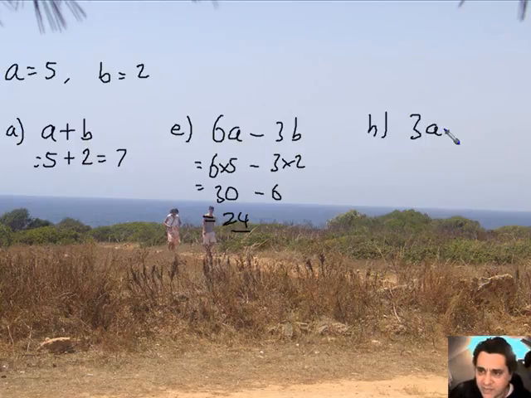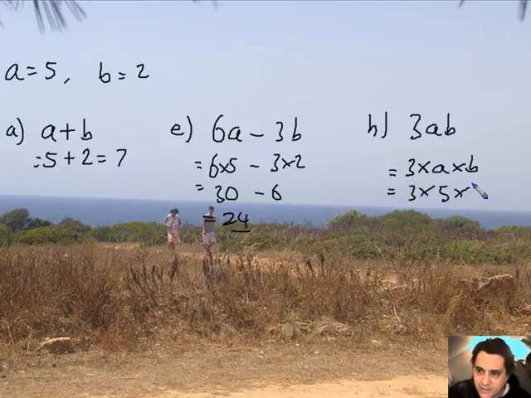It says 3AB. Now do you remember what 3AB means? It means 3 times A times B. That's all it is. Now we substitute. 3 times 5 for the A and times 2 for the B. Well, 3 times 5 is 15. Double up, times 2, answer 30.